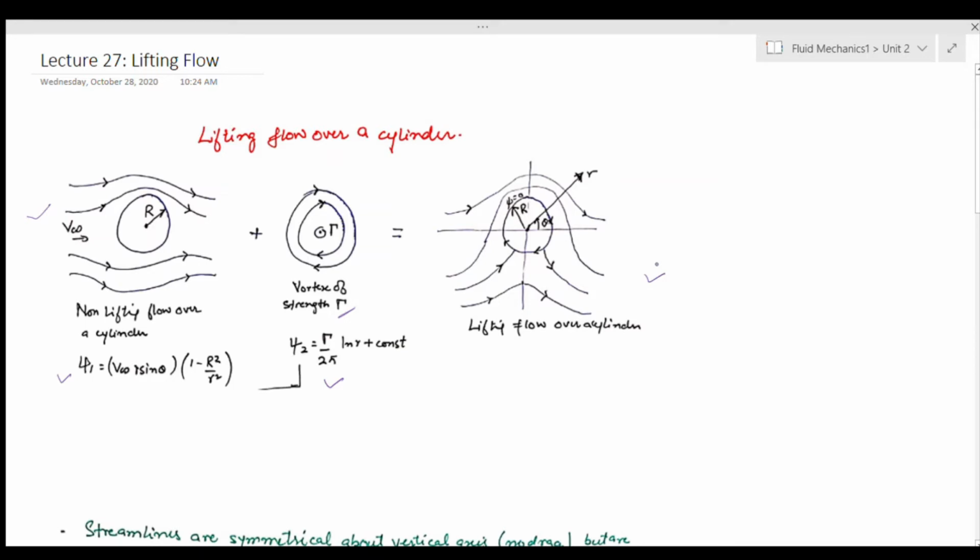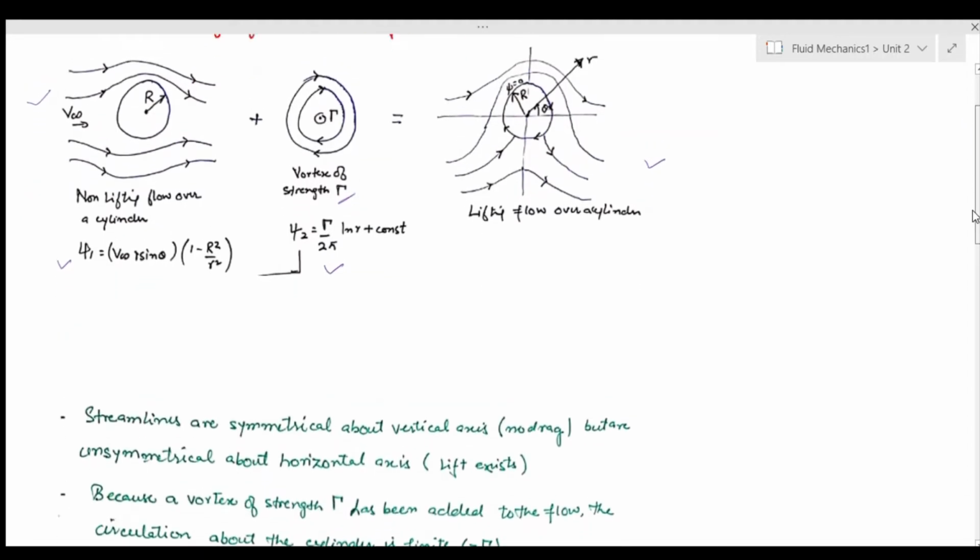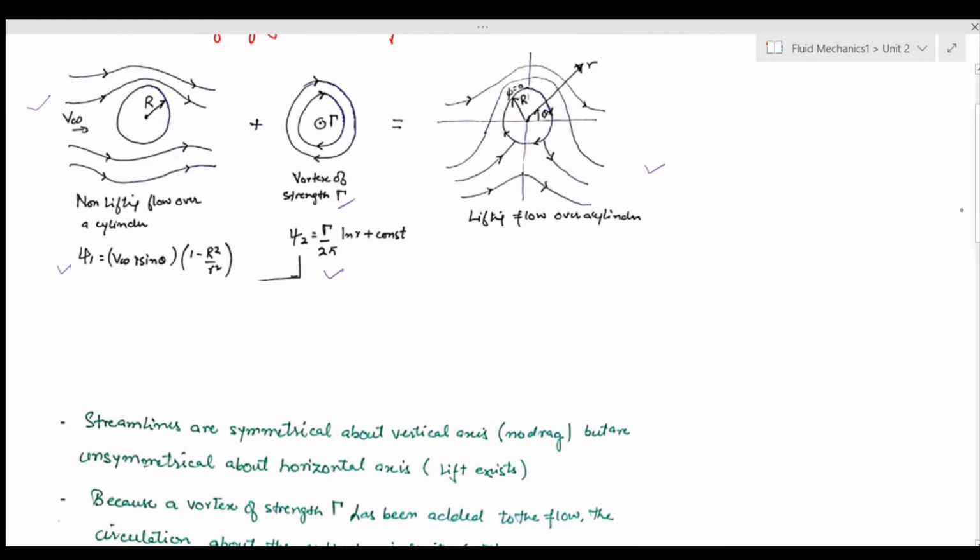Now again, non-lifting flow over a cylinder, this I know about. Vortex of strength gamma, I know about it. The figure you are seeing on the rightmost side, lifting flow over a cylinder, at this stage I don't know about it, because I don't know what my stream function is. I have not yet found my stagnation points. I have not yet drawn my stagnation streamline. At this stage, when I am starting with you, the only things I know are the two stream functions.